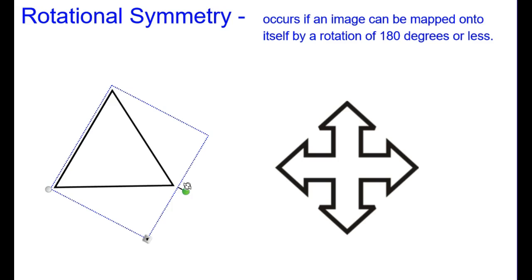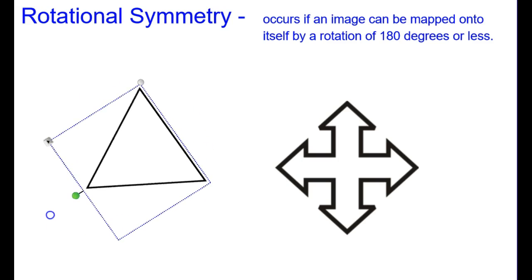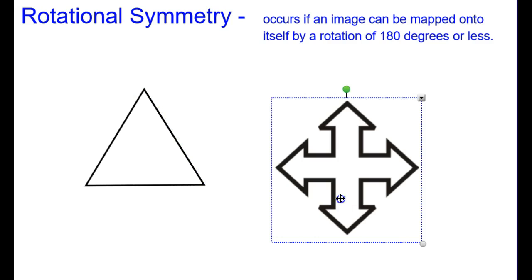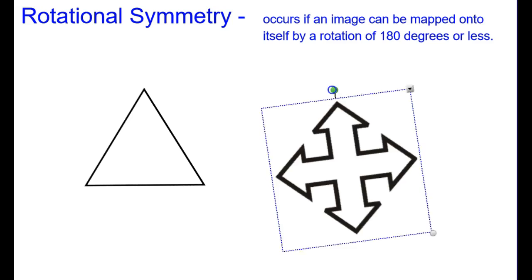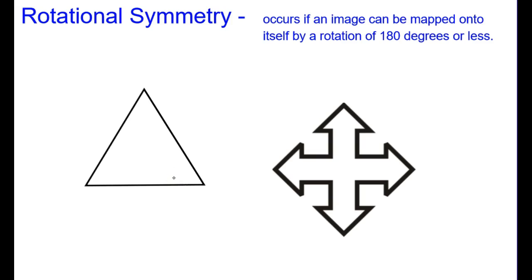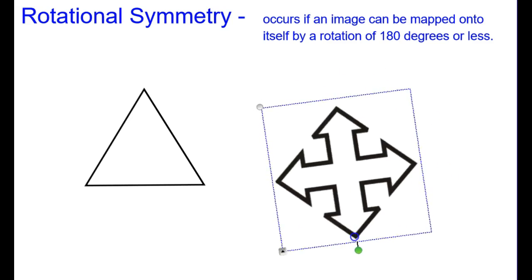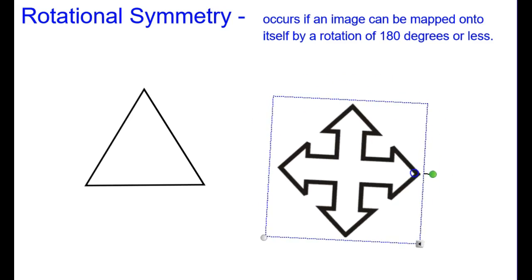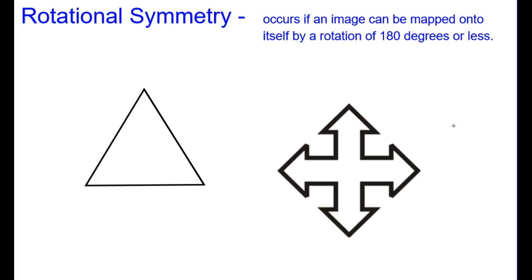We could also rotate this another 120, so we have a total of 240 degrees rotated, and again we can't distinguish what we started with from what we have now. If we look at this picture on the right, this also has rotational symmetry. If we start with the top and go counterclockwise 90 degrees, this looks like the same image we started with. Rotational symmetry, rotated at 90 degrees. We could rotate it 180 degrees or 270 degrees, and we wouldn't be able to distinguish what we have now from what we started with.